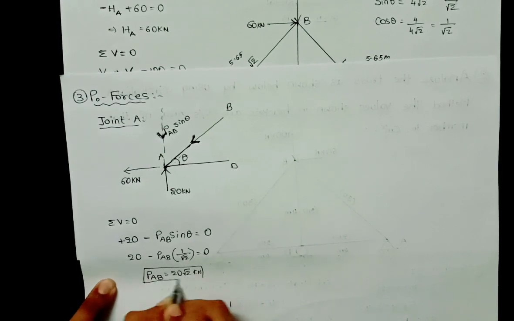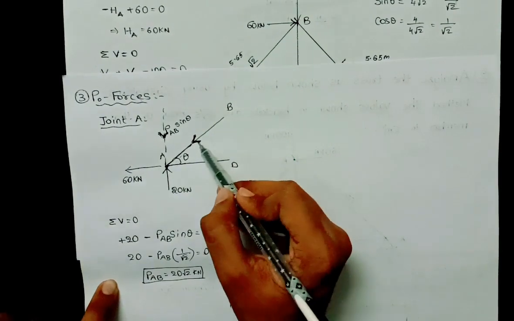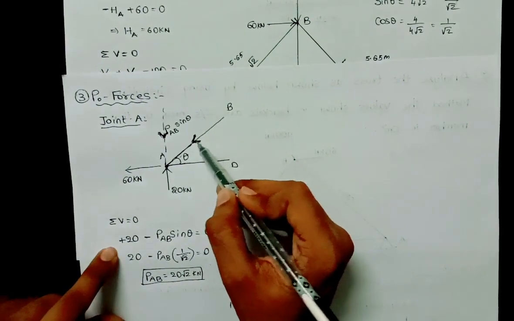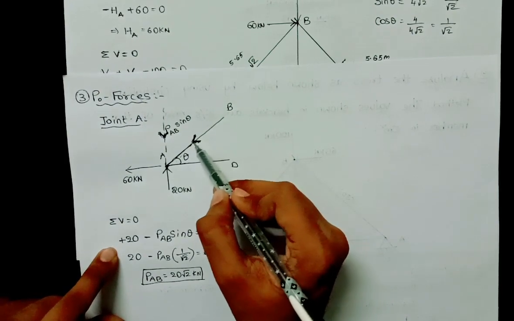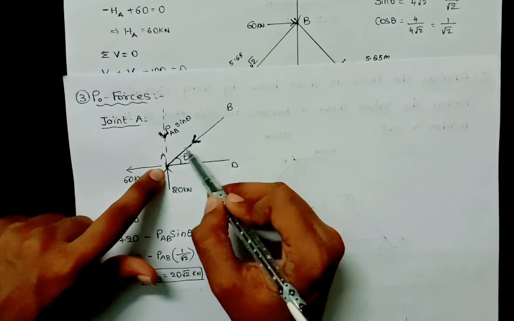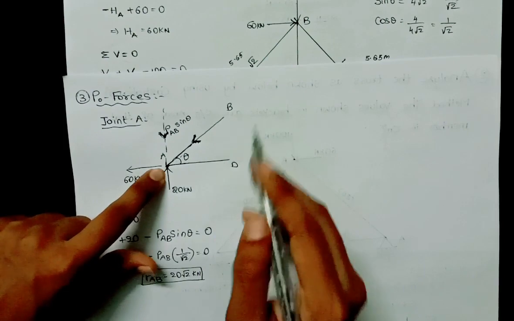So now the most important thing is to identify whether it is in tension or compression. So observe the position of direction of arrow here. So what is the behavior of this arrow? This arrow and this joint. This arrow is pressing this joint. This arrow is towards the joint. That means it is pressing. So it will be in compression.